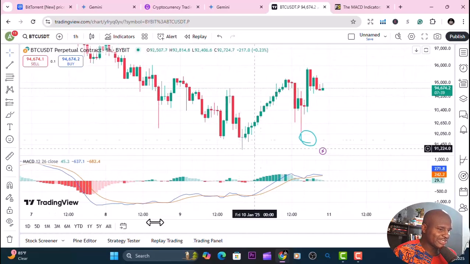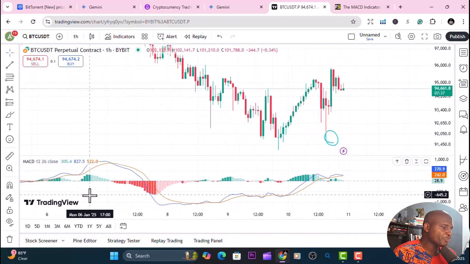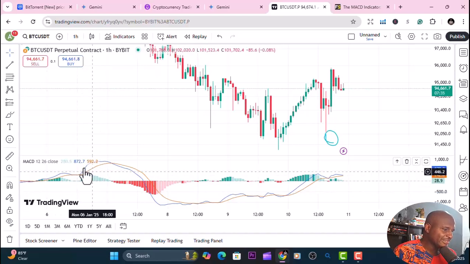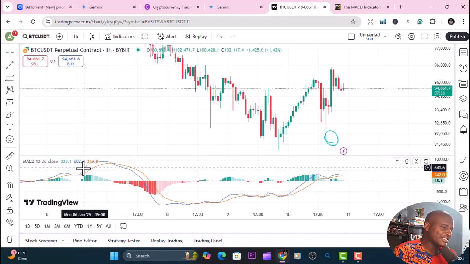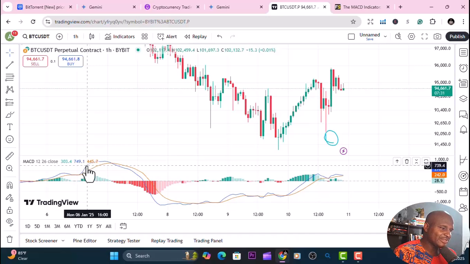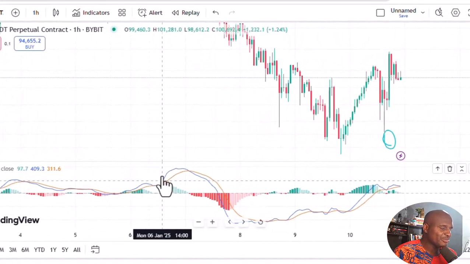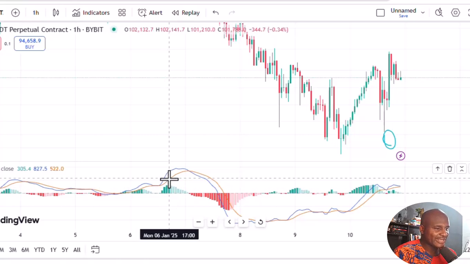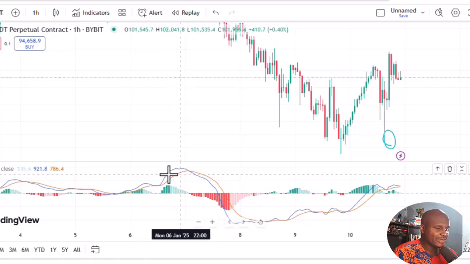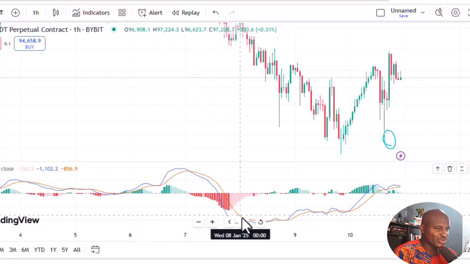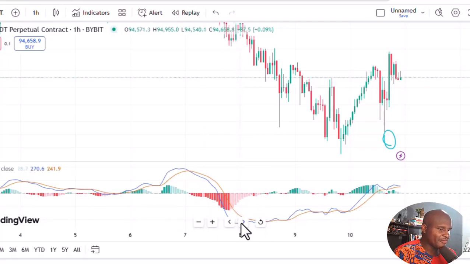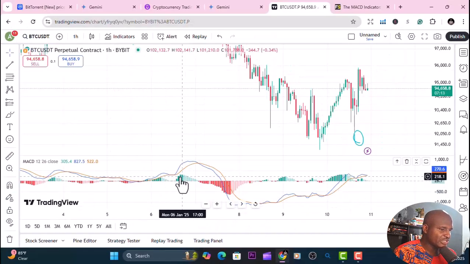These are your candlesticks. This is the MACD indicator. So you see here, the MACD line is the blue one. You can increase the line, make it thick, so that you get to see that. But the MACD indicator is the blue line, and the signal line is the pink or yellowish kind of line that you see.